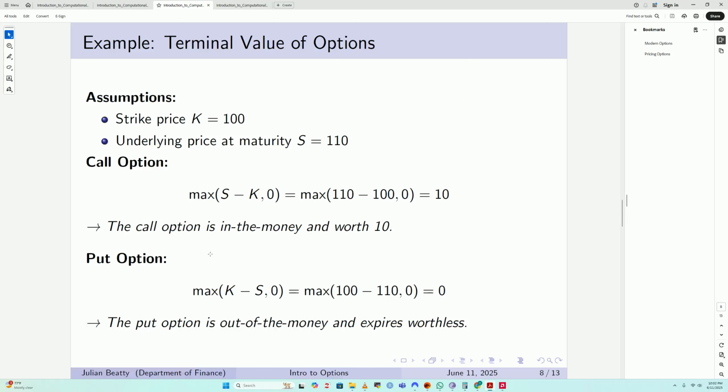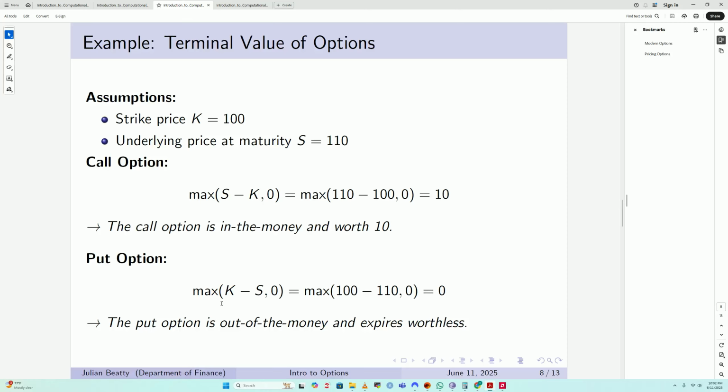So here's just a concrete example. Let's suppose there's an option with a strike price of 100 and an underlying price at maturity of $110. For the call option, the payoff is S minus K. So it's 110 minus 100. That gives you $10, which is greater than zero. So you take the maximum, which is $10.